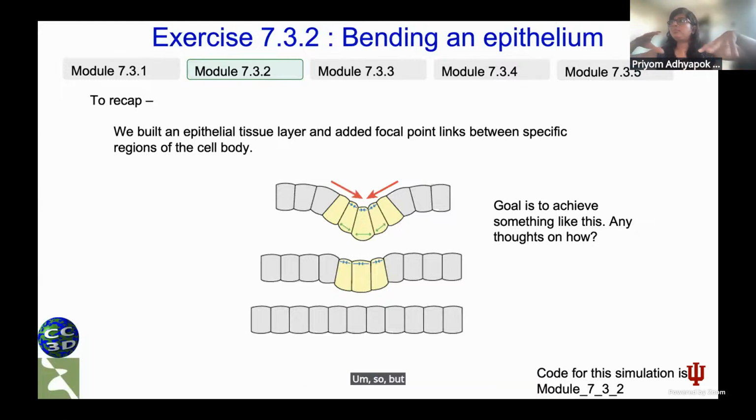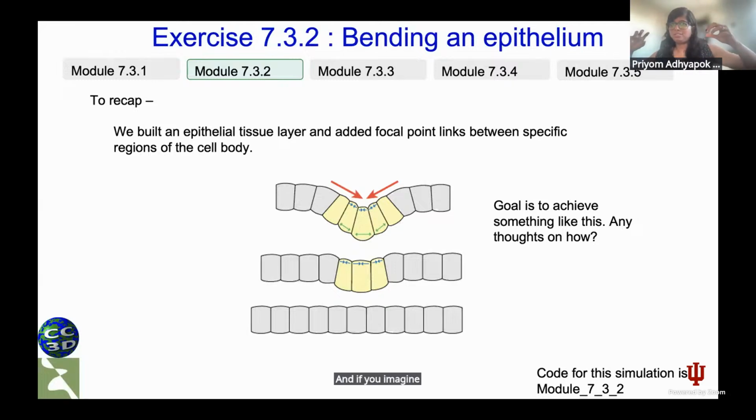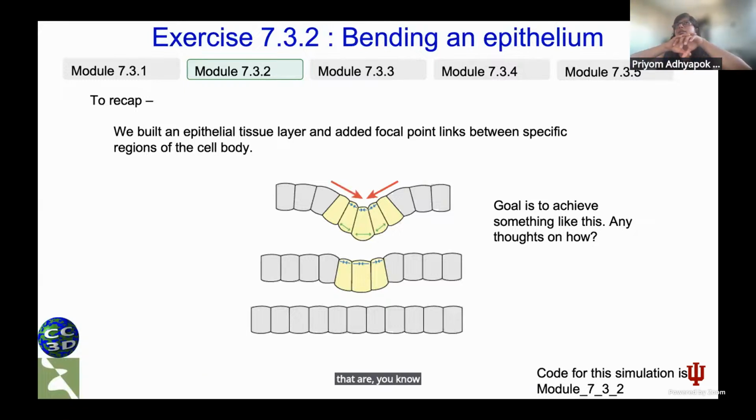But if we were to think about this particular example, because now our tissue is already in place, imagine that there is a very intricate cytoskeletal network connecting these entire groups of cells. So there are filaments at the membranes of each of these cells, passing through the membranes, making a very connected tissue layer. So in that case, what would be the best way to achieve this?